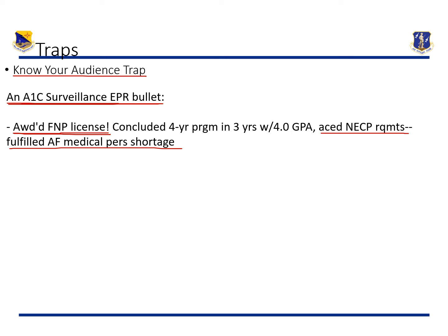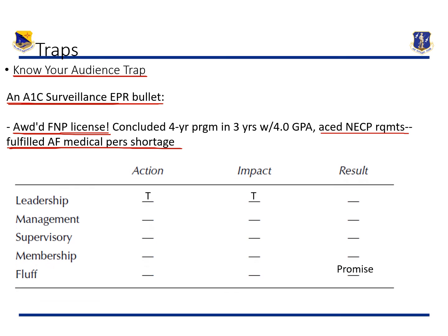But here's the other thing about this bullet: I don't know if this member is really fulfilling the medical personnel shortage, because it doesn't say anywhere in this bullet that this member transitioned over to become an enlisted nurse or a commissioned nurse with the Air Force. I don't see any of that. And so we need to be careful. We need to know our audience. And in this case, also make sure that we're able to articulate accurate, brief, and specific information. All right, let's look at how this bullet stands out.